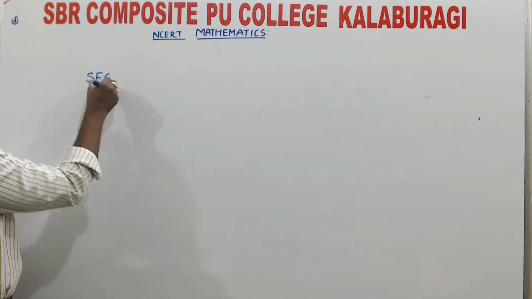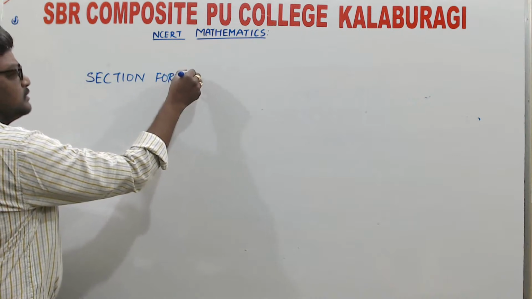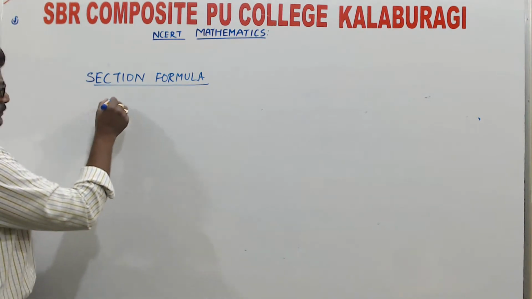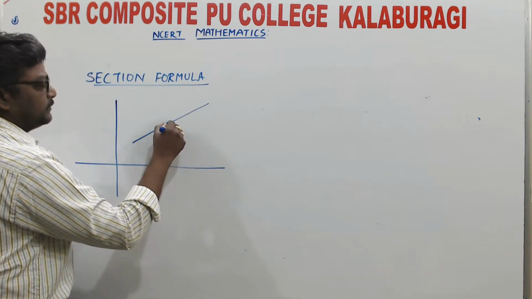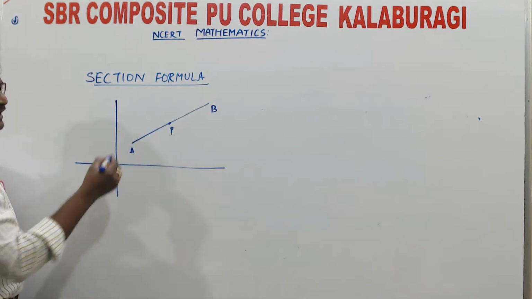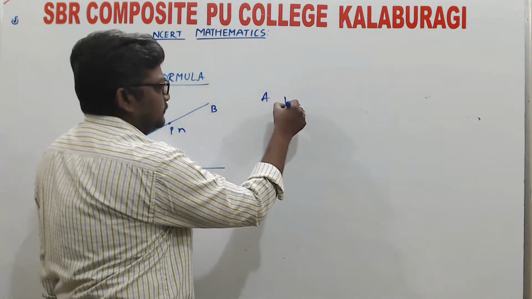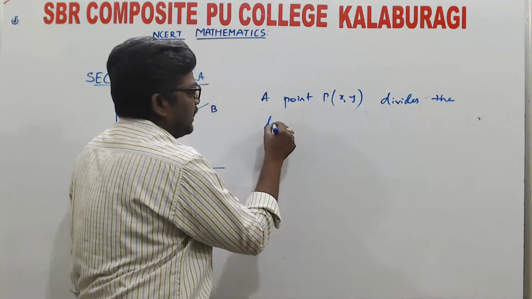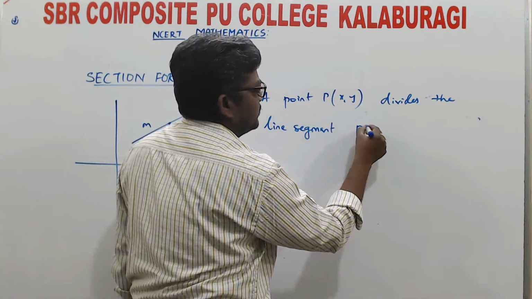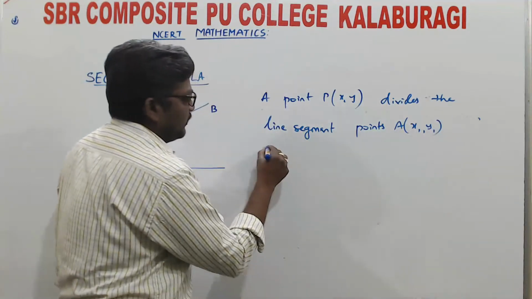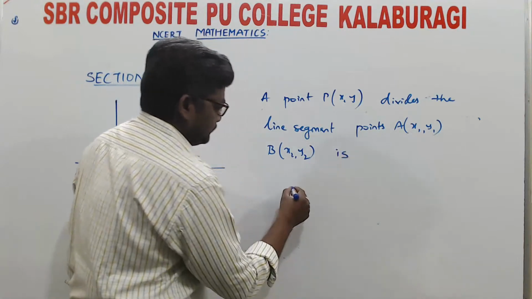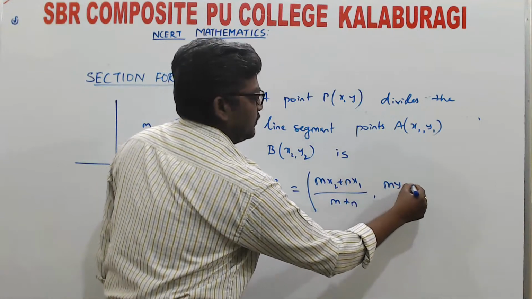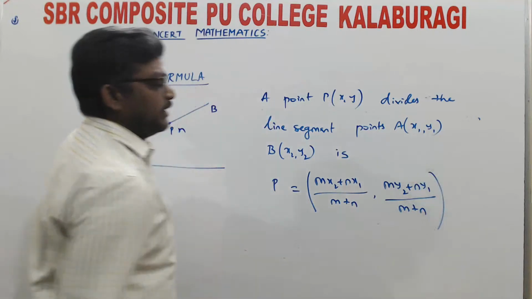Next, we have done the section formula. The section formula is nothing but: a point P(x, y) which divides the line joining points A(x1, y1) and B(x2, y2) in the ratio m is to n is P equals to what you are getting: (m x2 plus n x1) divided by (m plus n), (m y2 plus n y1) divided by (m plus n).